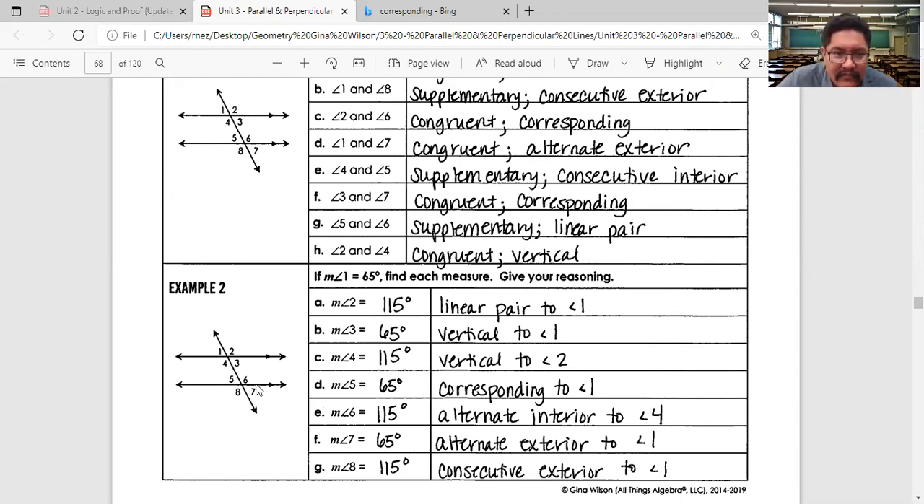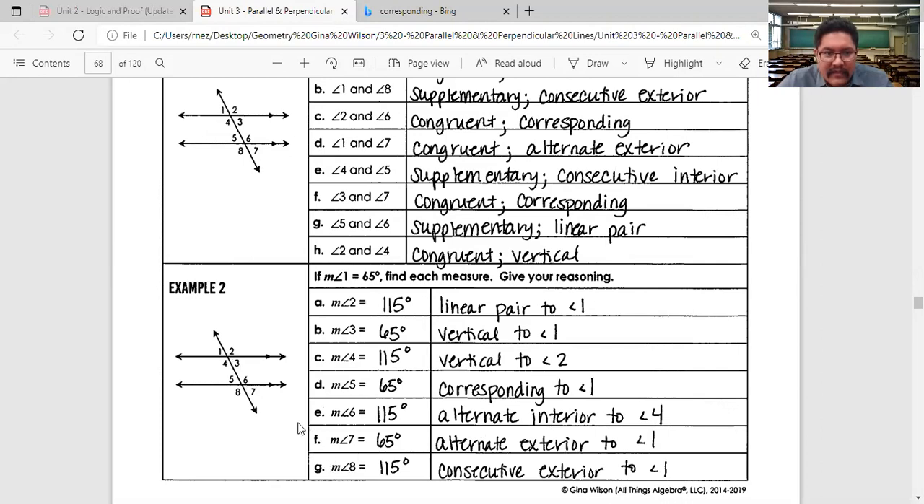So for angle 7, well, 1 and 7 are on opposite sides of this line. And wait, no, I already covered alternate. Exterior, yeah, exterior. So they're on the outside of those parallel lines. So that makes them exterior angles.